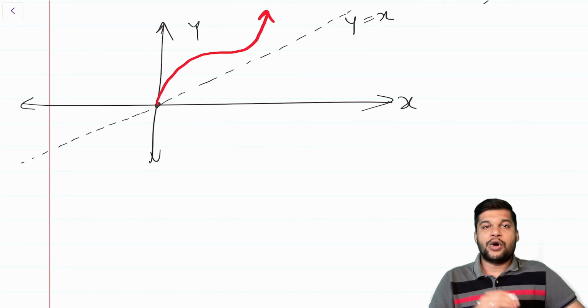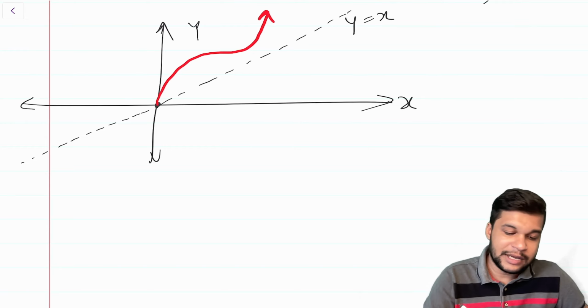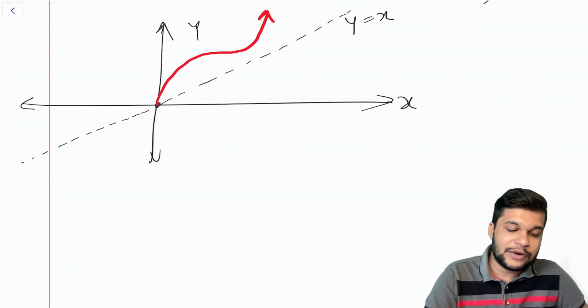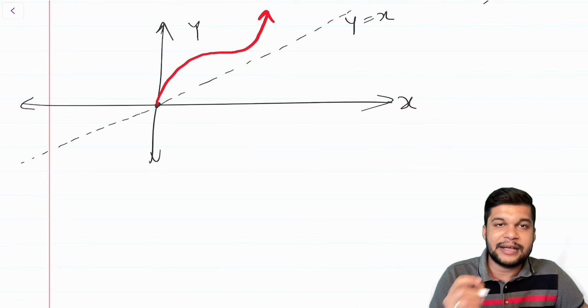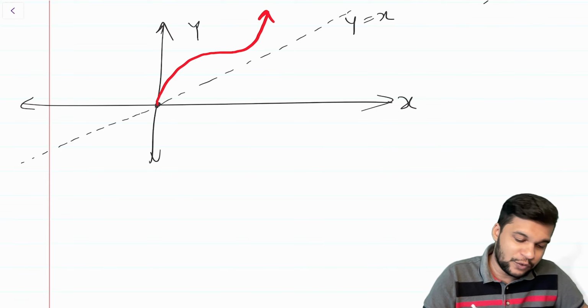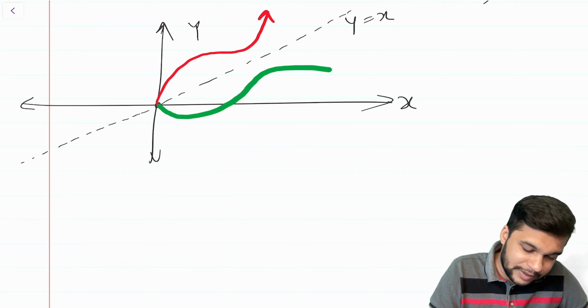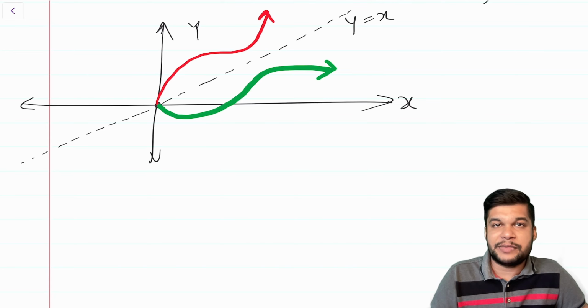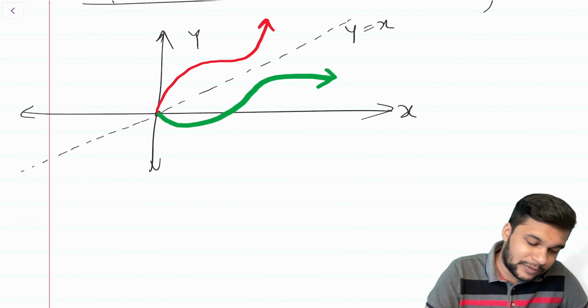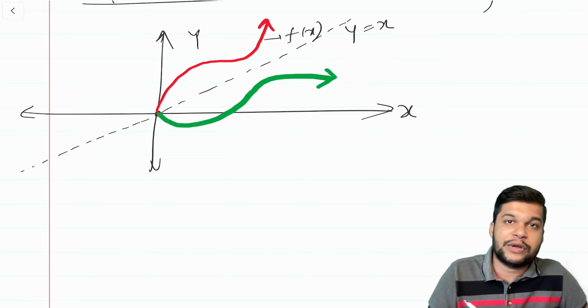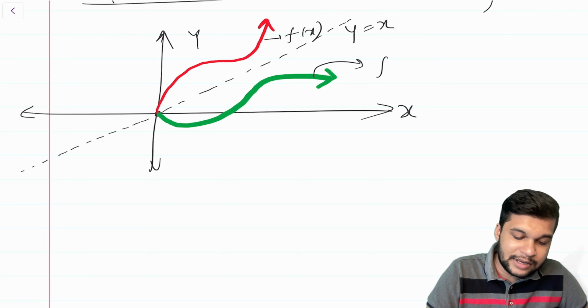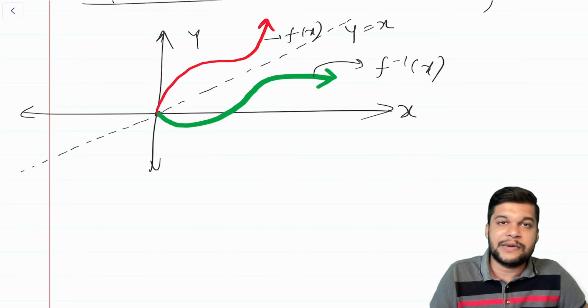What will be the inverse function? The inverse function will be the image of the red graph with respect to the line y equal to x. So the image will look something like this. If this is your f of x, then the green one is your f inverse x.